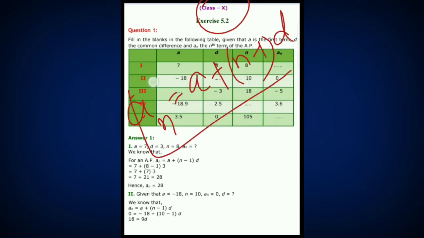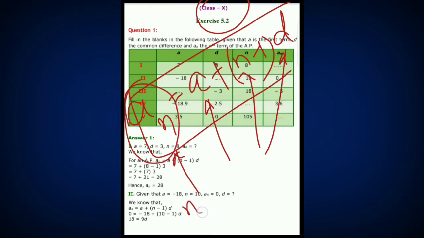Okay. What is the meaning of A? That is the first term. What is the meaning of N? That is the number of terms, that is, which term you have to find out. And D means the common difference, student. And AN means the nth term.